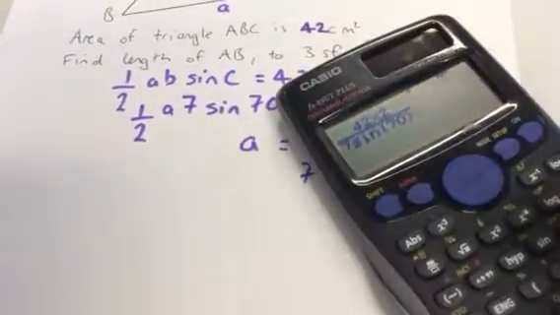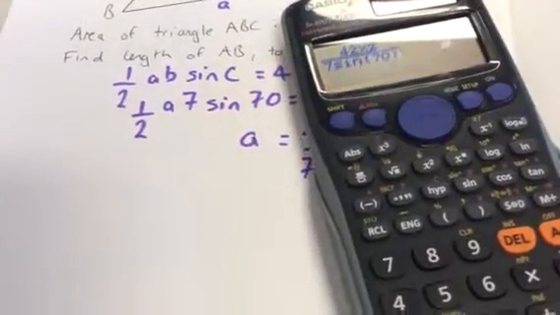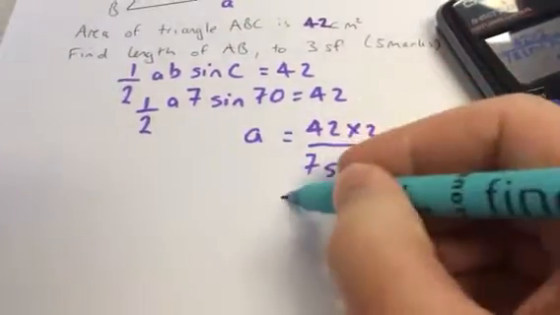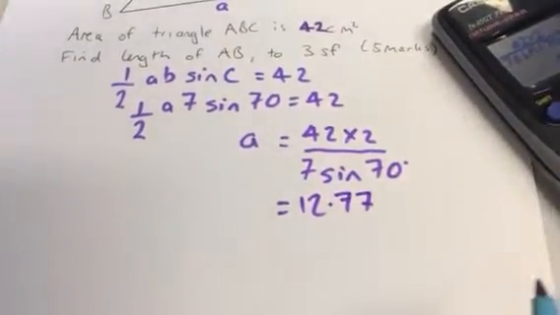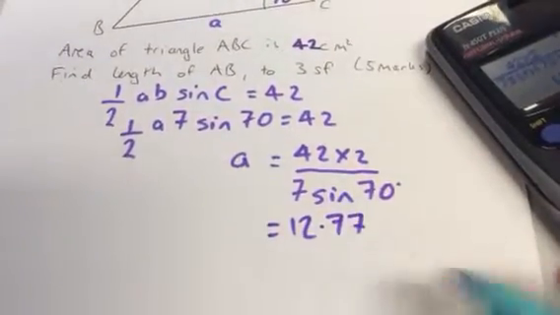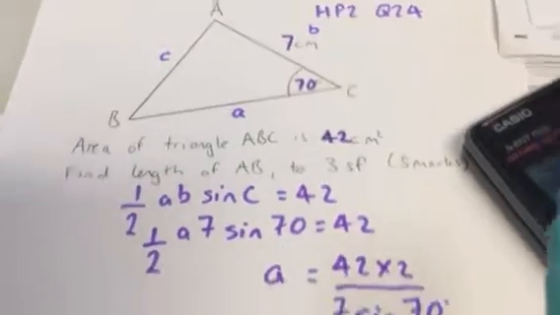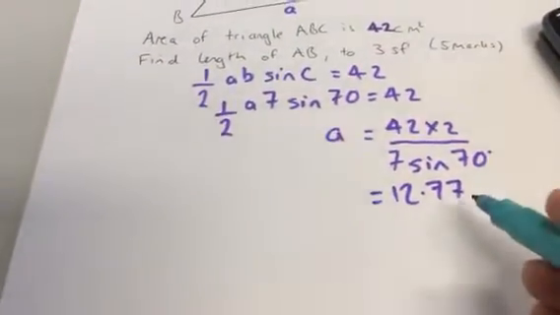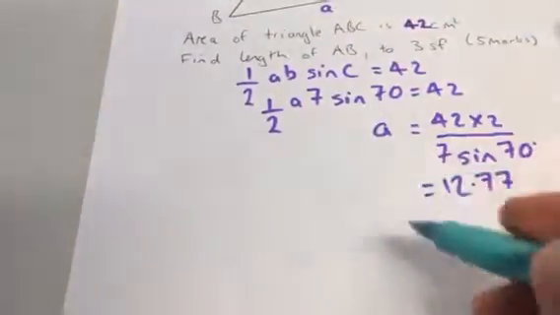On the modern calculators you can do that with the fraction button. Older calculators you might need to use brackets. And I get an answer of 12.77, and that looks reasonable. If that's 7, I'm not getting an answer of 300 or 0.0 something, so that looks fair. I now need to use the cosine rule to find AB.